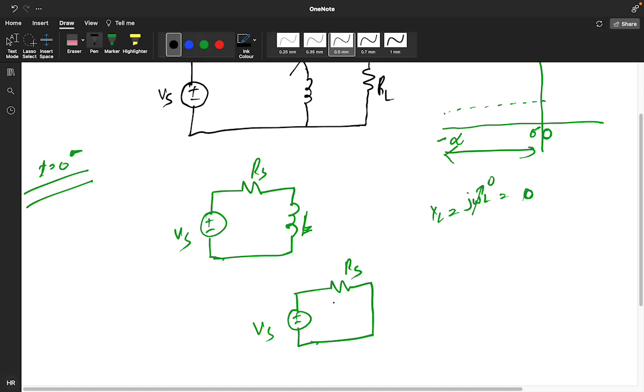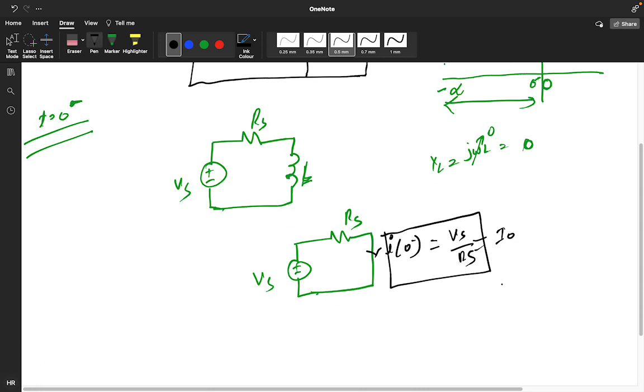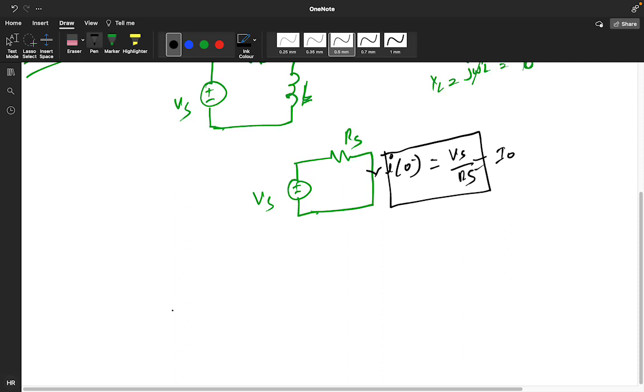What kind of current will we get? I of 0 minus, I am assuming. So what will be the value of I of 0 minus? V S by R S. Correct? V S by R S, and I am assuming this V S by R S as I naught, the initial value. Okay guys. And what is the property of an inductor? I of 0 minus will be equal to I of 0 plus, which equals I of 0, and we are getting that value as I naught.